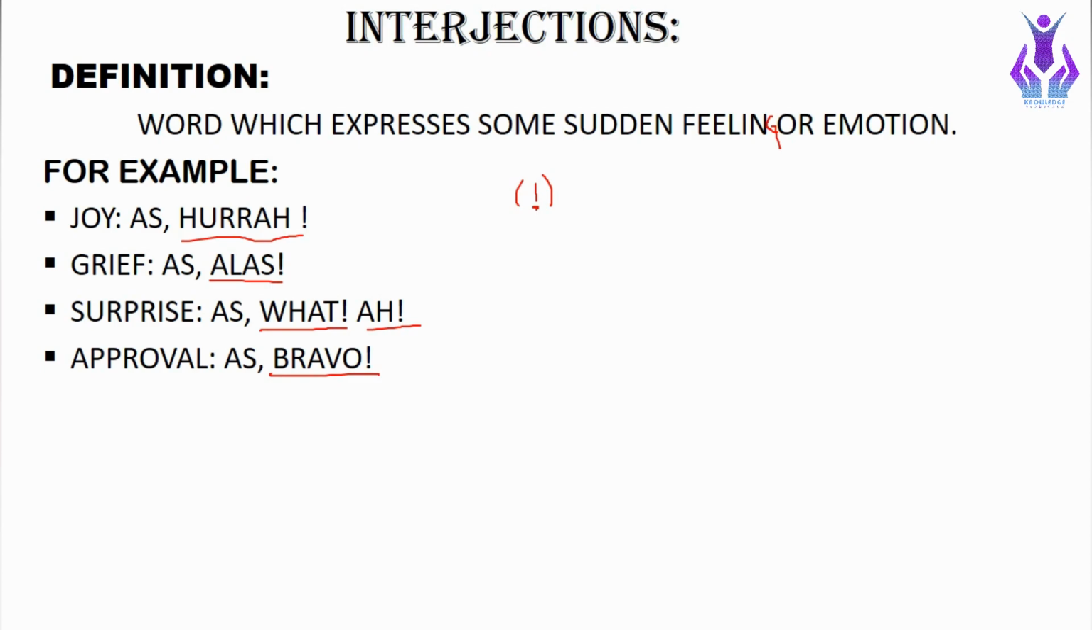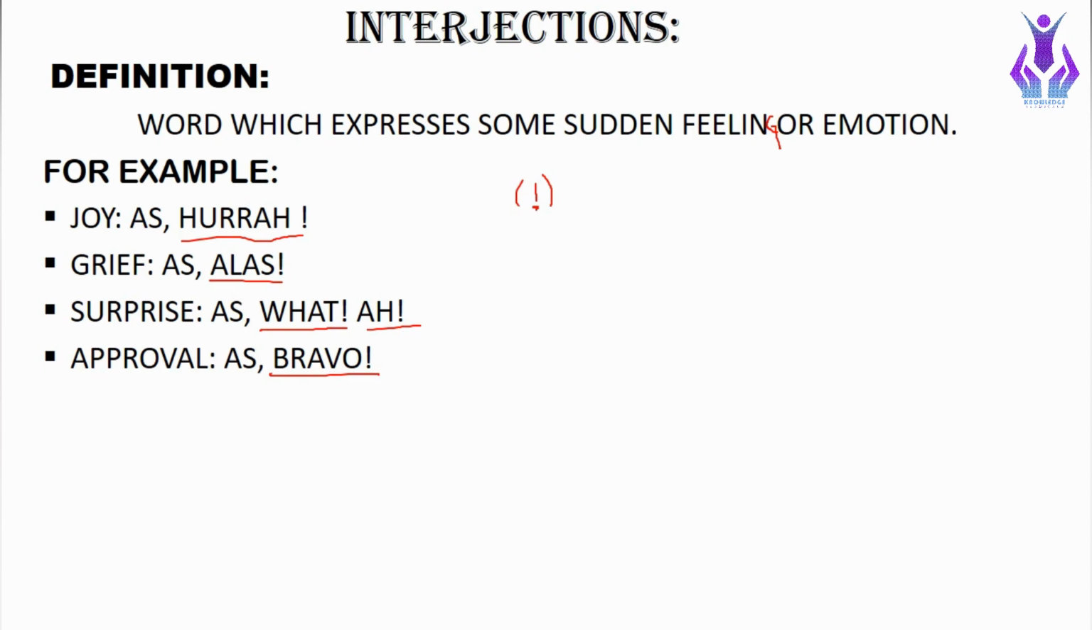These are quite simple words. Certain words such as alas, hurrah, ah, what, bravo are called interjections. They are used to show some feelings or emotions. They are not grammatically related to other words in a sentence, but they come in a sentence to express some feelings. So here we are done with our interjections, as well as our parts of speech.